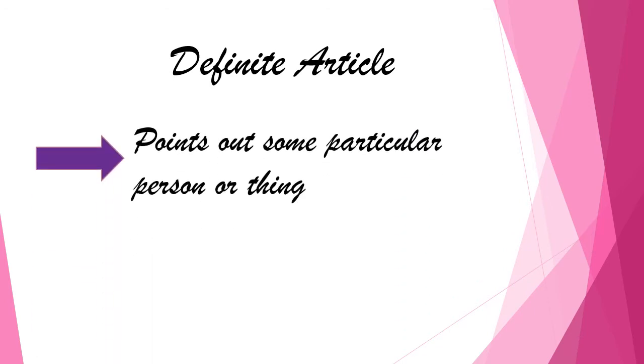Definite article. What is it? The is called the definite article because it normally points out some particular person or thing. That means a specific person or thing. So whenever we have to refer to some particular person, some specific thing or item or idea, we would use the definite article in place of it. For example, the book, which means a particular book.